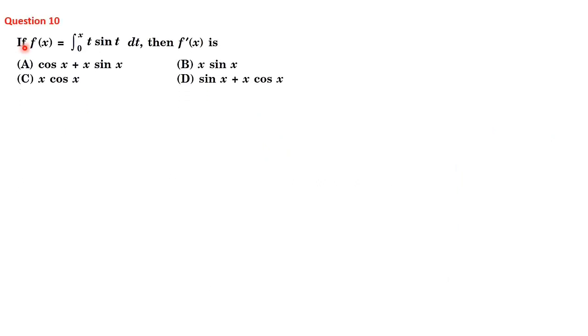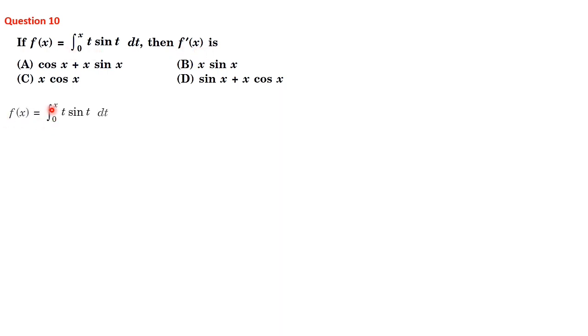Next we shall discuss the 10th question. This is also a multiple choice question. If f of x is equal to the integral from 0 to x of t sin t dt, then f dash x is: cos x plus x sin x, x cos x, sin x plus x cos x. These are the 4 options. So it is quite a simple question. F of x is given to us. We have to find f dash x, which means if you take the derivative, we will get the answer.